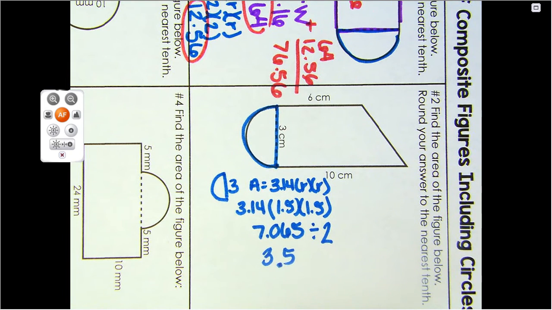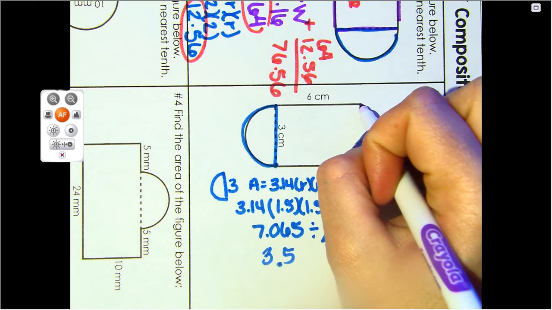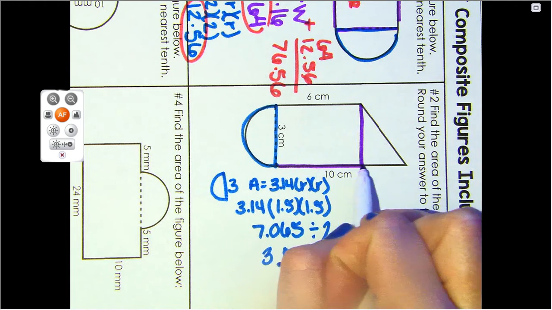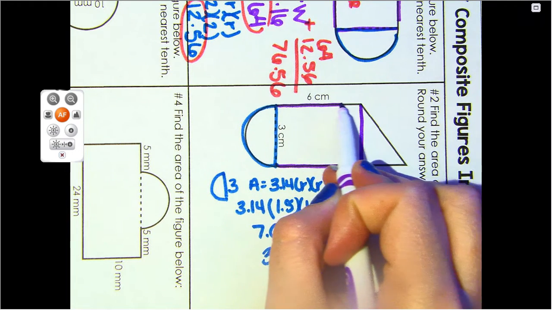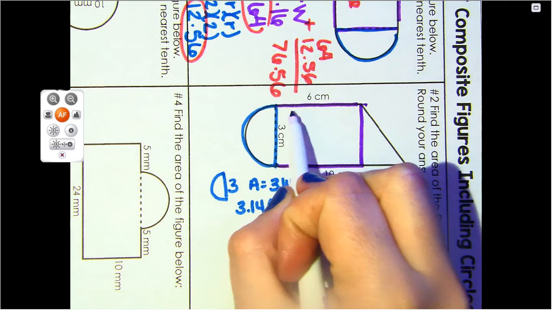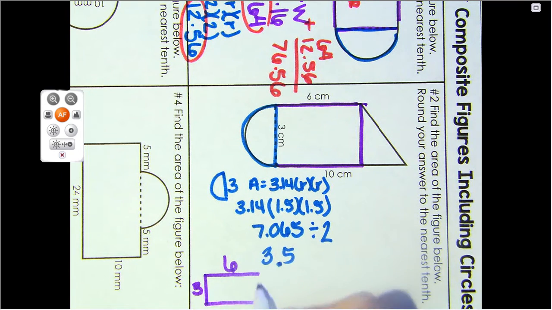Okay, the other shape that I do see is a trapezoid, but I can also cut that into a rectangle and a triangle. So the rectangle that I see has a length of 6 and a height of 3. So again, here's your rectangle. I know I have the length of 6 and the height of 3. And the area of a rectangle is length times width. So 3 times 6, and that's going to equal 18.